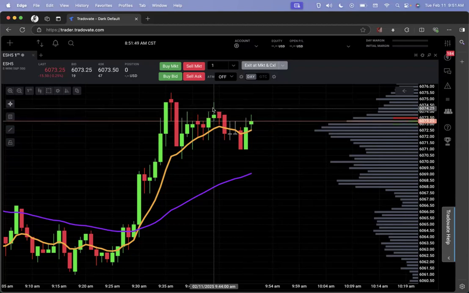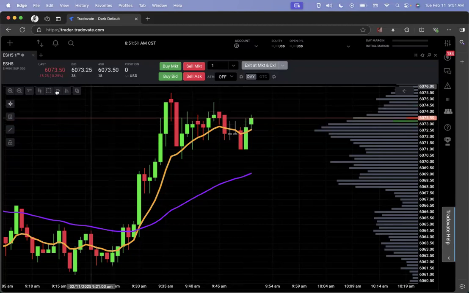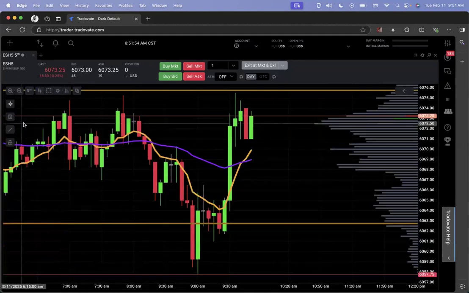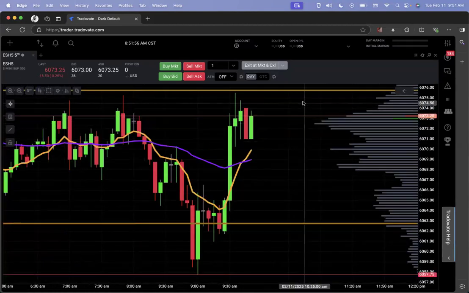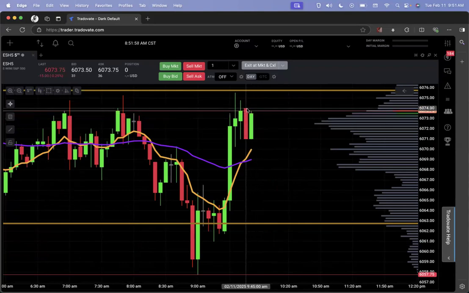But this is looking like an inverse H now. Let's look at the 5 minute chart. We got to get above 60.74. We just have to.